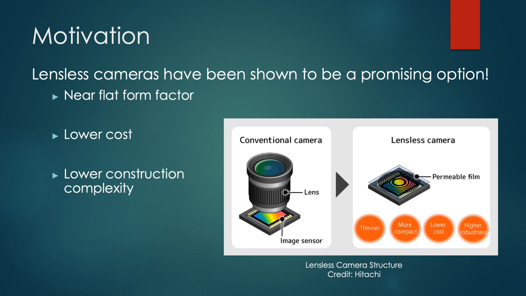Lensless cameras can be a promising option. Getting rid of the lens allows for a near flat form factor as the mask can be placed much closer to the sensor. It also allows for lower cost and complexity in construction with fewer parts to configure and account for. This is an example of the lensless camera developed by Hitachi, showing a much smaller footprint without a lens.